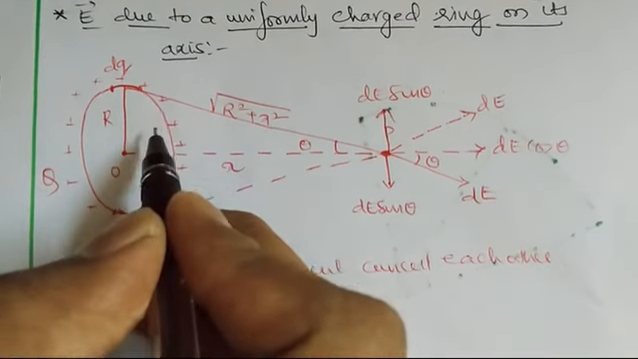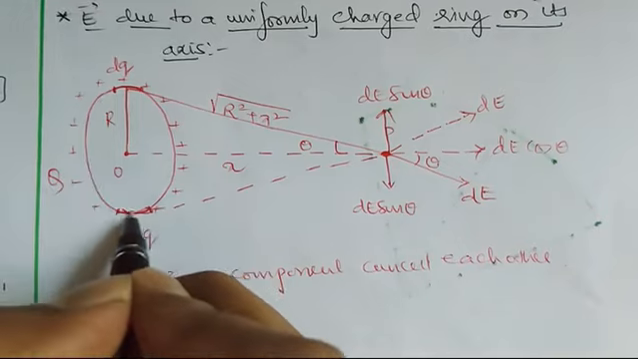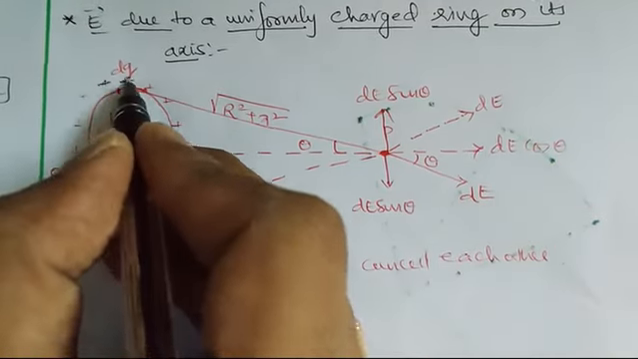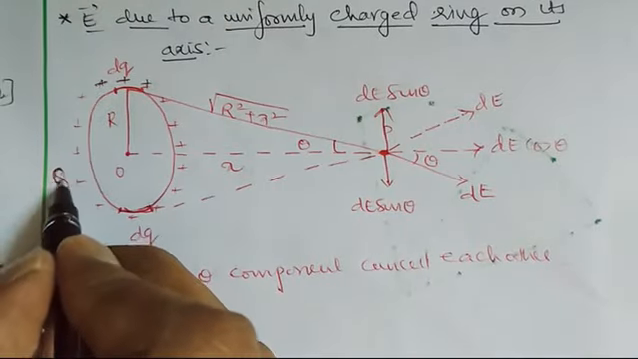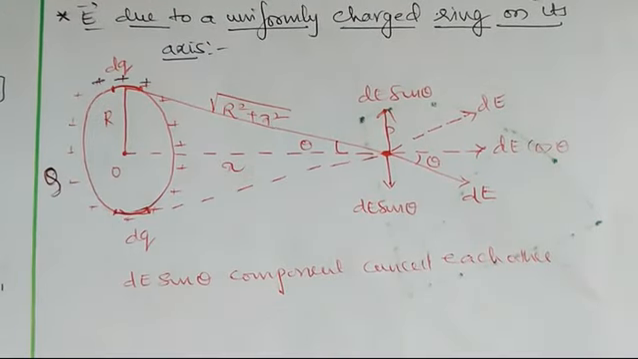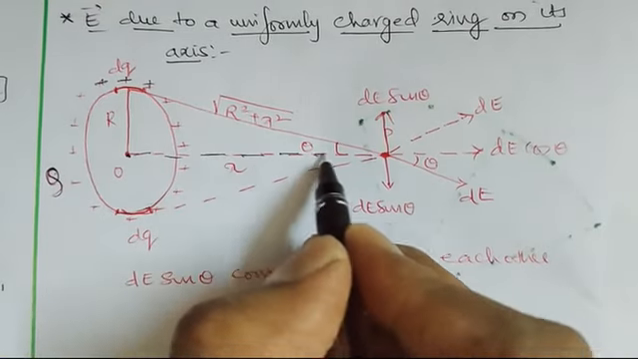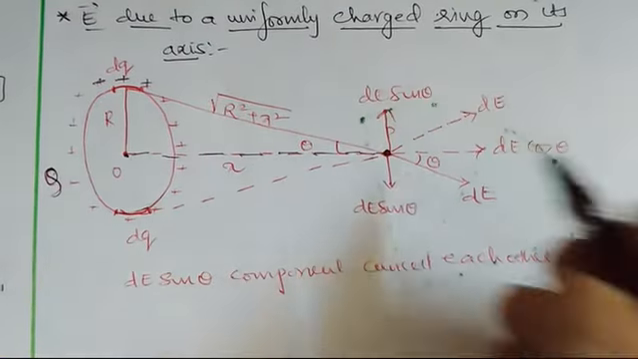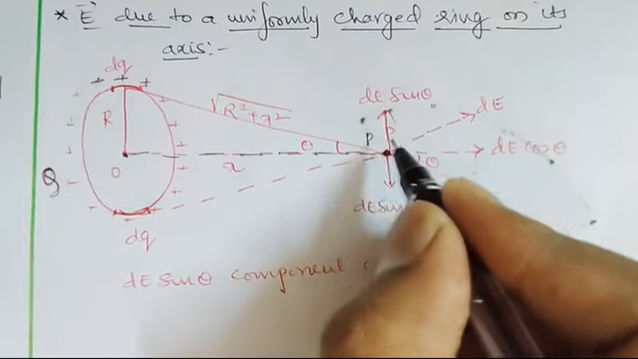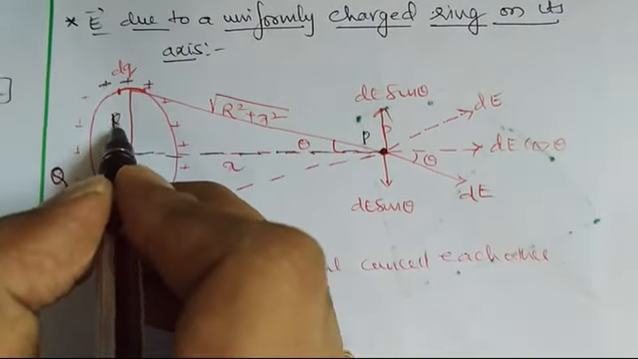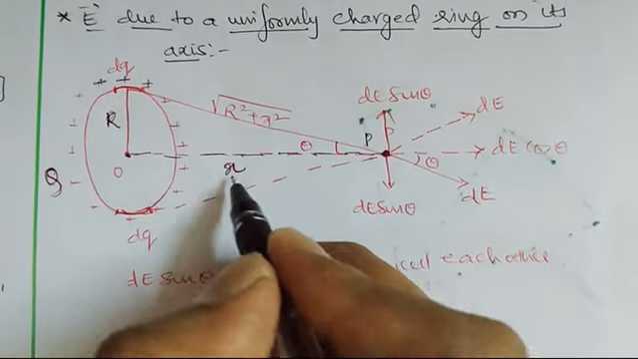Now see, we have considered a circular ring on which the charge distribution is linear. Let us take the total charge as Q. Now if you want to find the electric field on the axis of the ring at this point, let us consider this point as P. For this, I will consider the radius of the ring as R, at a distance x.